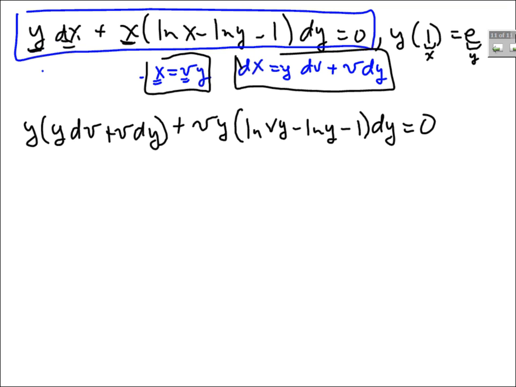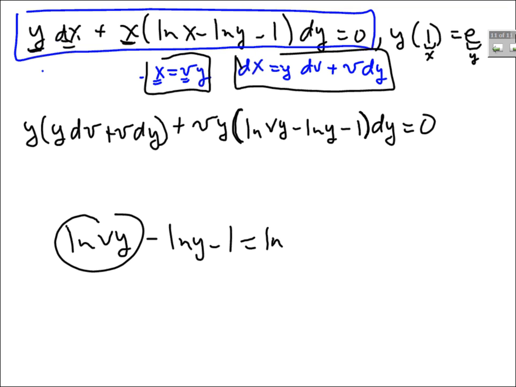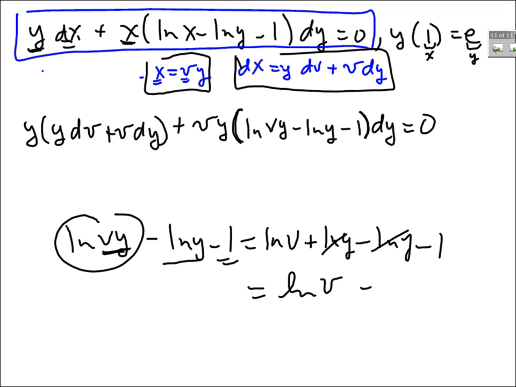Now, let's look at what's in this bracket down here. You have ln of vy minus ln of y minus 1. Well, ln of vy, this being a product, I can say it's ln of v plus ln of y, minus ln of y. That's going to cancel out, minus 1. So it's ln of v and then take away 1. So I'm going to put that in here. It's ln of v minus 1.